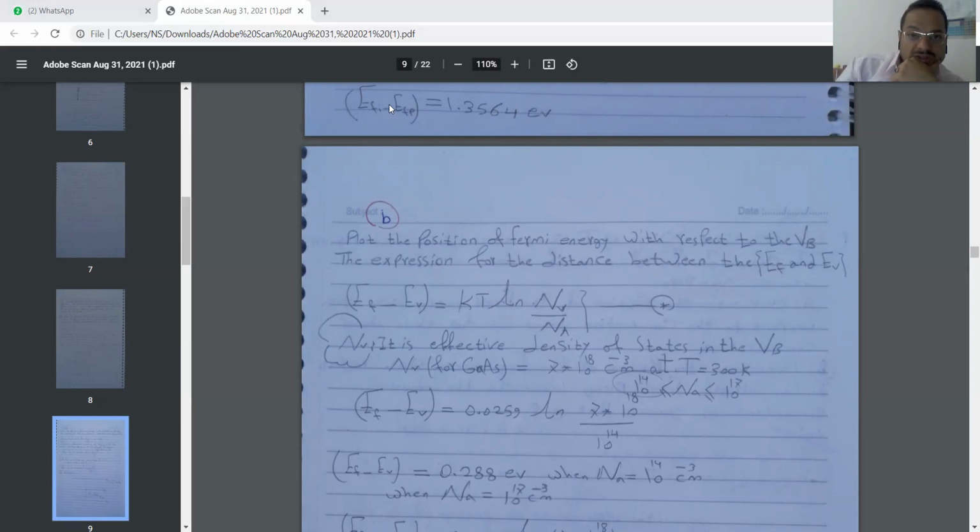Let me use this figure and this color. kT will be the same, ln of NV. NV means the effective density of states in the valence band. And this is different from silicon, that's sure, definitely. Here, NV for gallium arsenide at room temperature equals 7 times 10^18.